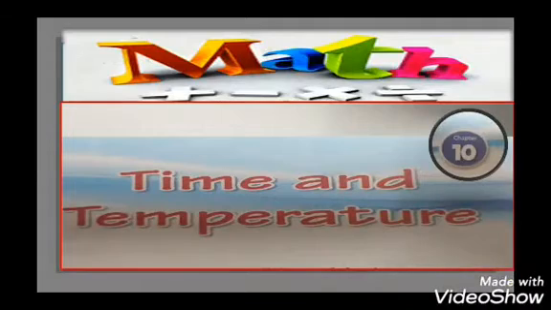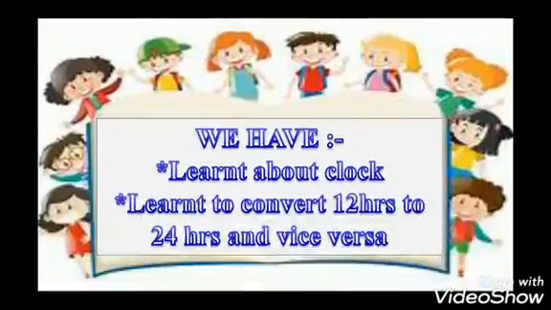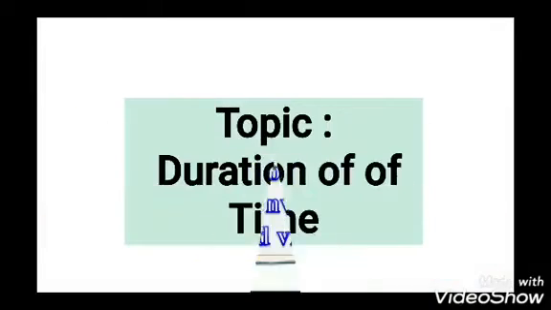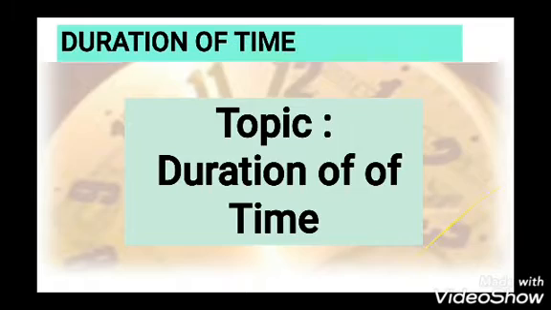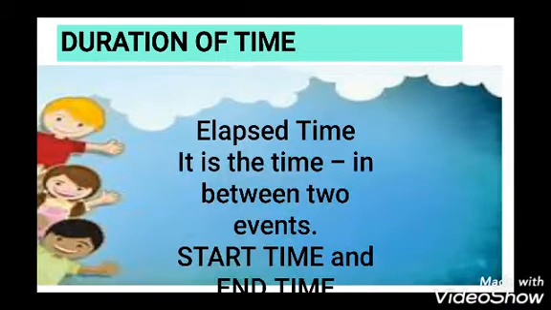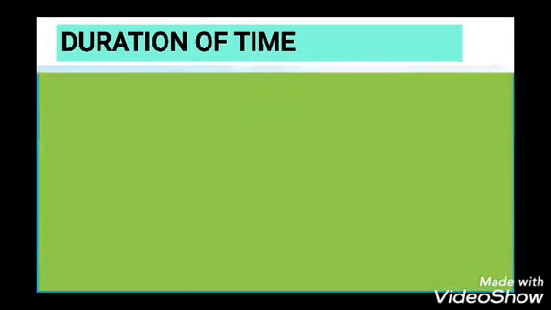So we have been discussing chapter 10, time and temperature. In the previous video number 1, we have learnt about the clock and how to convert 12 hours to 24 hours and vice versa. Now the next topic that we are going to discuss is duration of time. Duration of time means elapsed time. So what is elapsed time? It is the time in between two events, start time and end time.